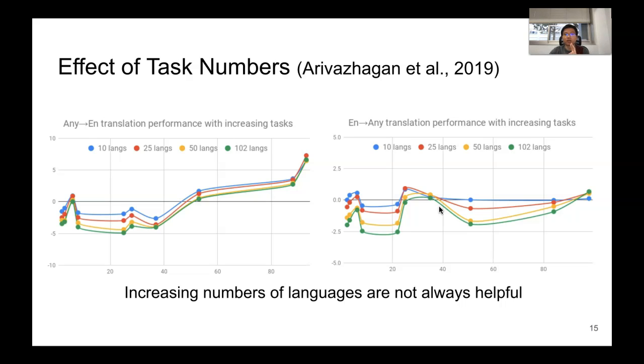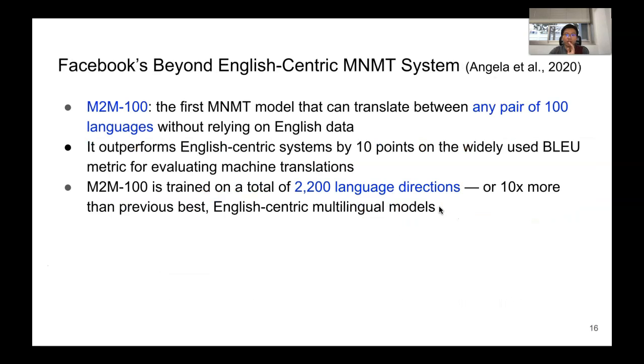So those are two systems from Google. When we come to this year, 2020, Facebook also released a very interesting system, an MLMT system beyond English-centric. What does this mean? They released a system called M2M100, which is the first MLMT system that can translate between any pair of 100 languages without relying on English data. So this is, again, a very big progress, right?